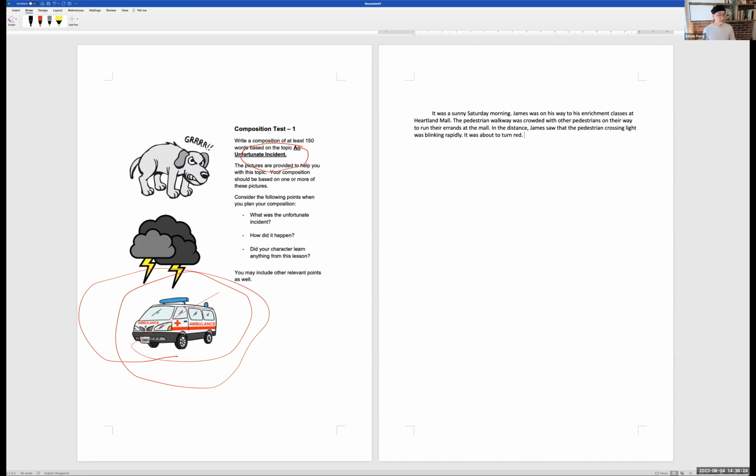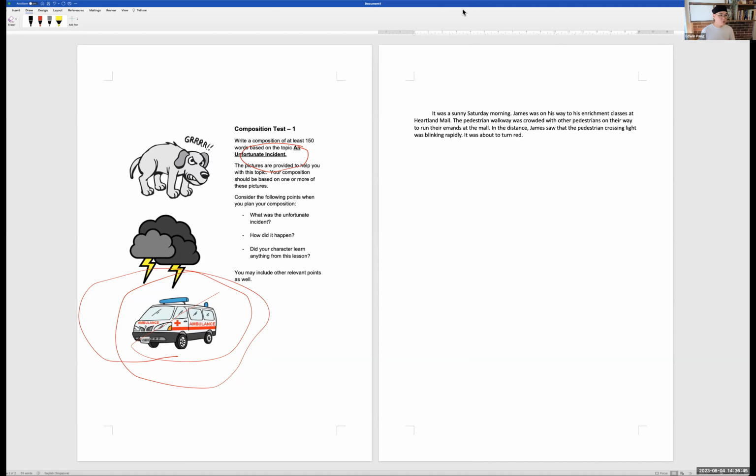Okay, so do y'all know what are pedestrian lights? That's the crossing sign with the green man and the red man, right? But of course, I don't say green man, red man. I say the pedestrian crossing light. So the pedestrian crossing light was blinking rapidly. It was about to turn red. Okay, so this is my end of first paragraph.